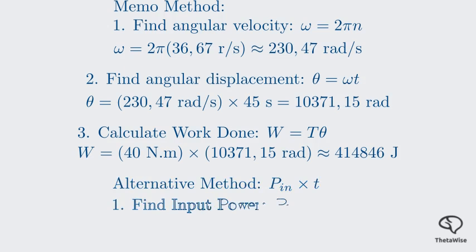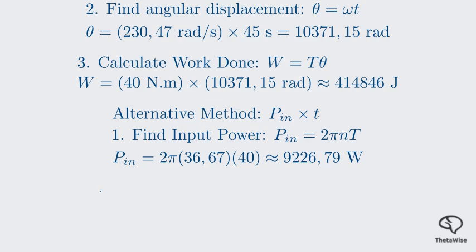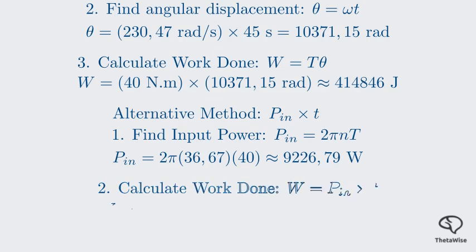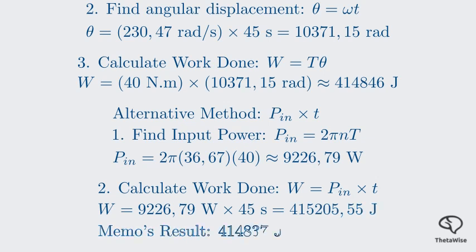A more direct method is to first calculate the input power of the machine using P equals 2 pi n T. P equals 2 times pi times 36.67 times 40, which is 9226.79 watts. Then work done is power times time. W equals 9226.79 times 45, which is 415,205.55 joules. The memo's answer is 414,837 joules. The small difference comes from how they rounded the value of n. They used 36.67. The memo's method is acceptable, but it's important to be careful with rounding throughout the process.